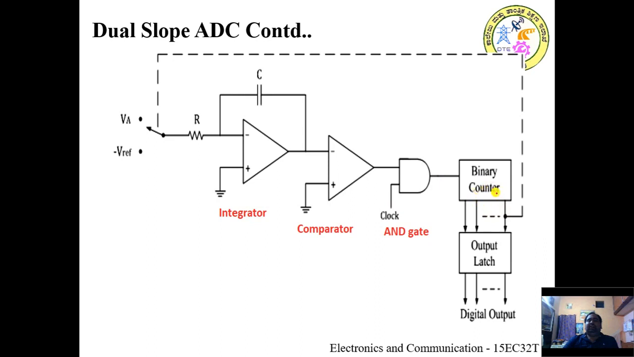And the output of the counter does the controlling action of this switch. First and foremost, we have to understand that if the unknown analog input voltage is treated as positive, then the reference voltage should be negative, or if the unknown analog voltage is negative, then the known reference voltage should be treated as positive. They should be of opposite polarity with each other.